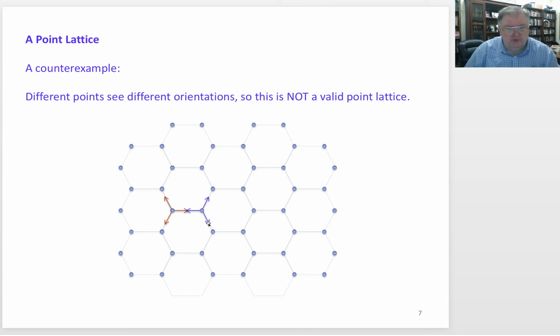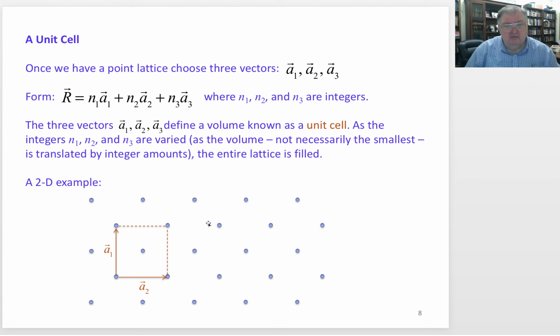So what I'm going to do from this point forward is we're going to assume that we have such a point lattice. Here's yet another valid point lattice here. A little bit different from the first one I showed you. Okay, but it still qualifies as a valid point lattice.